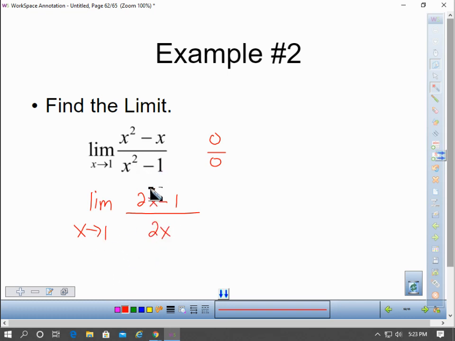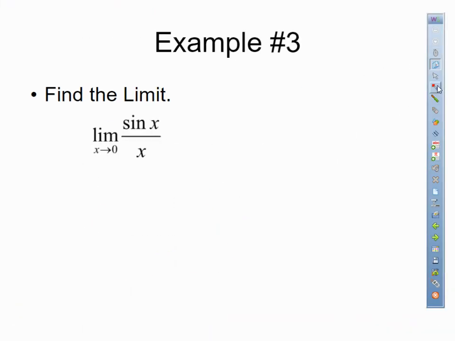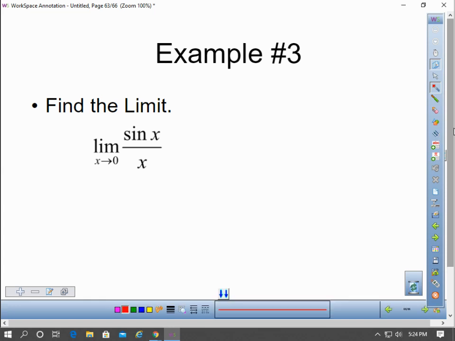Now try again. We're going to substitute in a 1. All right, when I plug in a 1 in the top, I get 1. When I plug in a 1 in the bottom, I get a 2. So I'm actually getting an answer of 1/2, and that is the correct answer. All right, this is L'Hopital's rule from last year. I haven't done anything new yet.